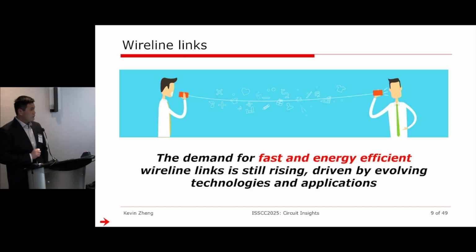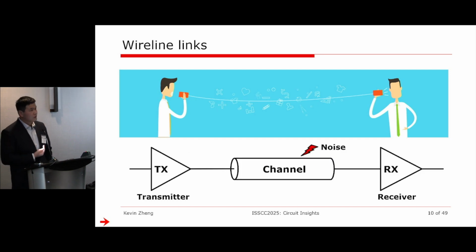Now, the demand for this type of fast and energy efficient wireline link is still rising because of AI, because of all the other cases, right? It has been internet before, then it might be crypto, then nowadays it's AI, right? So in order to build such a solution, we need to understand how a wireline link works. In essence, it's not that much different from the game of telephone, right? There's a transmitter on one side, you speak something onto the line, and then that line is going to add distortion and noise to your message, and then the receiver will try to recover that message to its best ability.